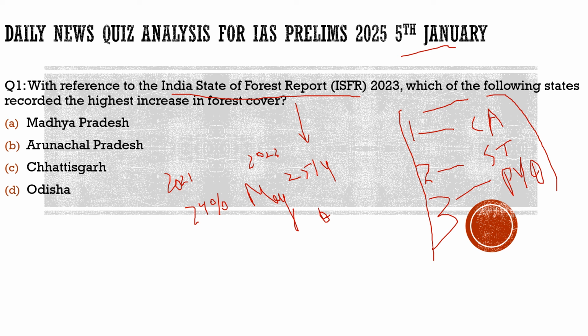So it is very much understood that if we include all those things in the forest cover, if we include the tea plantation in the forest cover, it will definitely show that the forest cover is increasing. But in reality, is it really increasing? The question is to be discussed. Then it gives us the data with respect to various states.